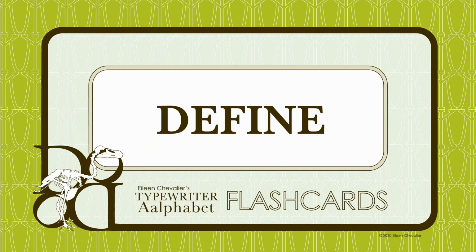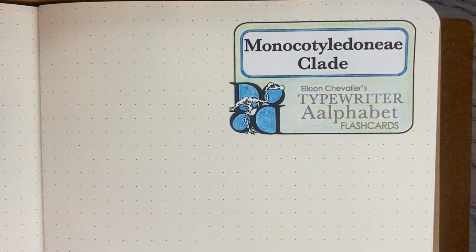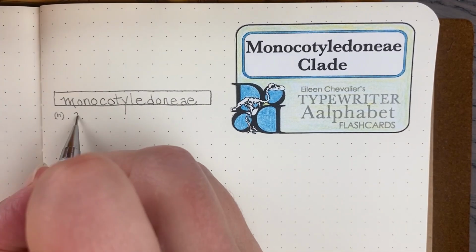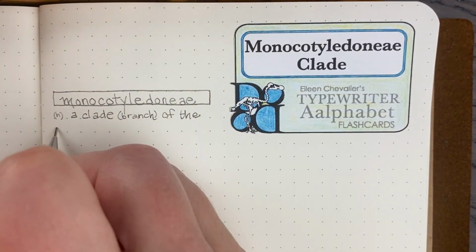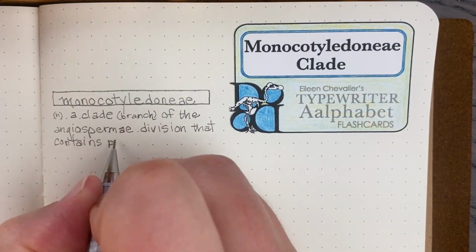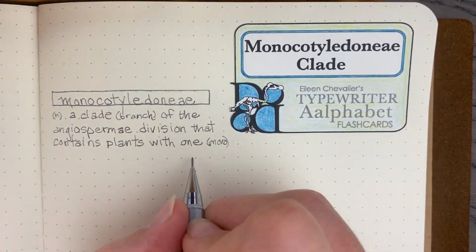So first, we always like to write our definitions in the journal. So pull out your journal and you can record the definition as I read it for you. So Monocotyledoneae is a clade branch of the Angiospermae division that contains plants with one mono seed leaf cotyledon.